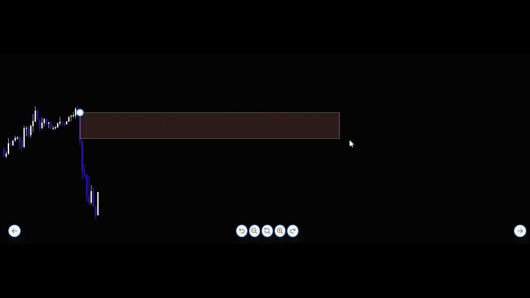Similarly, as you can see here, the market formed a big red candle, which we call an imbalance candle. Now we would wait for the price to reach the fair value gap zone, which is created by the imbalance candle, in order to initiate our short trade.